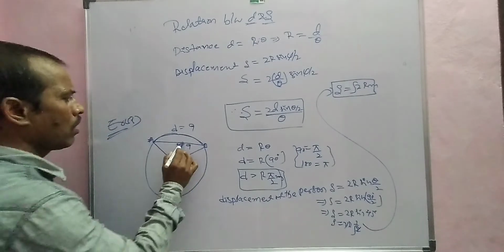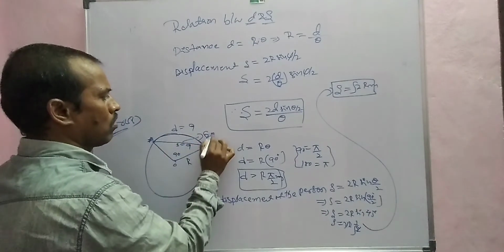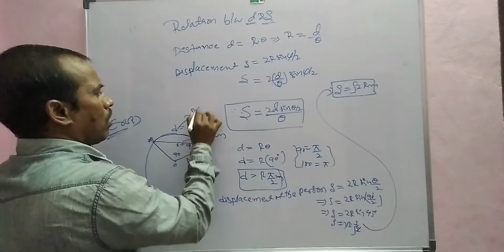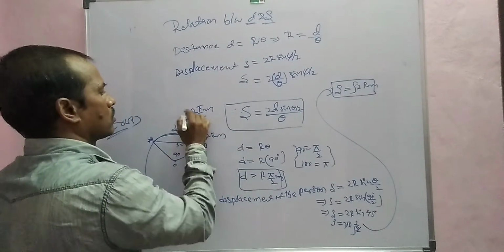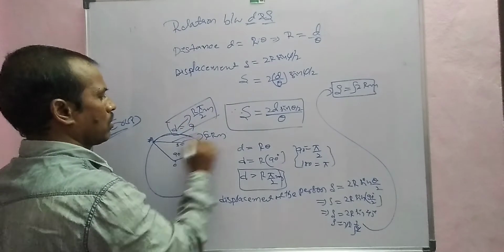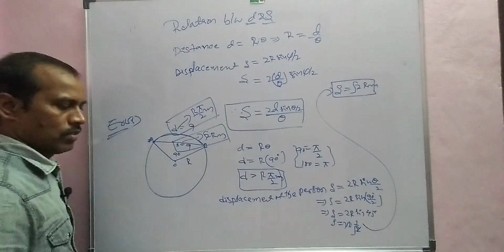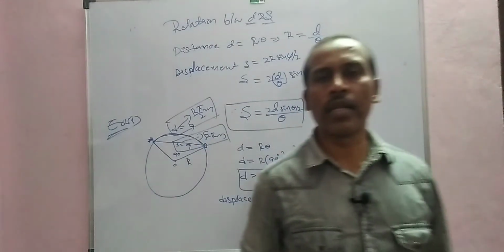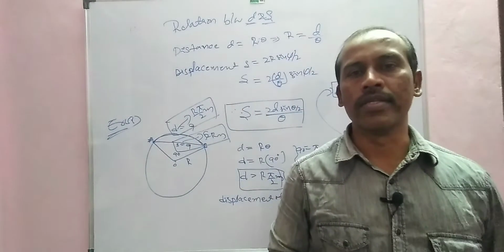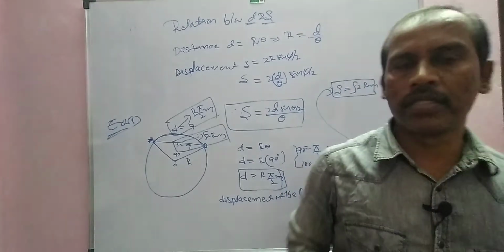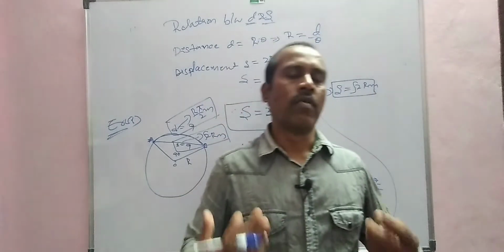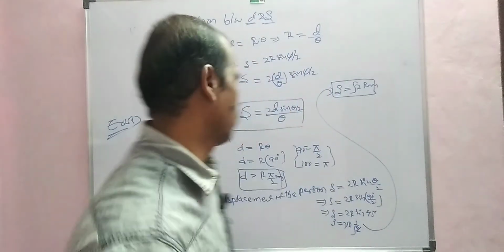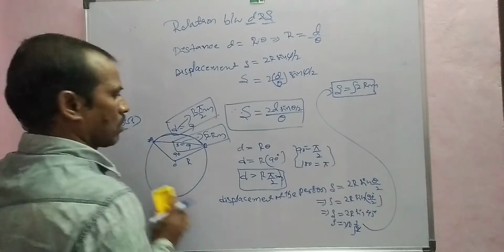So the displacement is root 2 r meters, and the distance is r pi by 2 meters. Now, for example, if the angle subtended at the center is 120 degrees, 180 degrees, 60 degrees, 270 degrees, or any other angle, the method is the same. This was just a clarification of the problem once again.